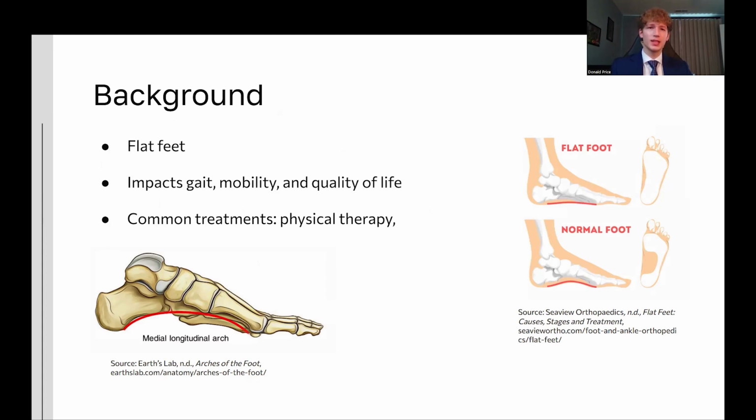In simpler terms, imagine the inside curve of the foot flattening out so the sole makes more contact with the ground. This structural change alters how the foot strikes the ground, which can cause changes in gait, reduced push-off power, and pain, not only in the foot but also in the knees and hips. Common treatments include physical therapy, which strengthens weak foot muscles and stretches tight tissues, and orthotics, which provide corrective support and improve foot alignment.